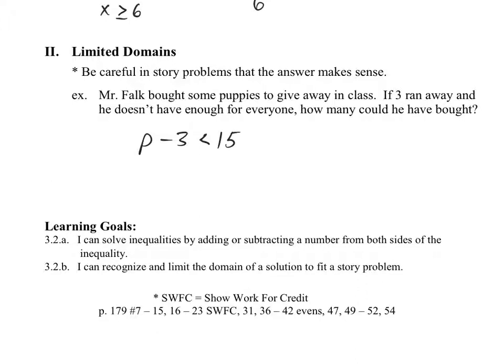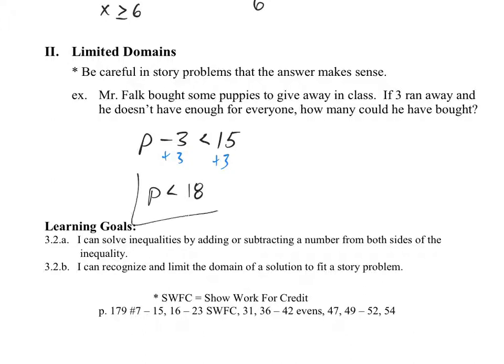Less than or equal to, or just less than? Less than, because not enough. Equal to means there's enough, 1 puppy for each person. So P minus 3 is less than 15. So how many puppies did I buy or bring in? 18. Yep, so you add 3 to both sides. So P is less than 18.